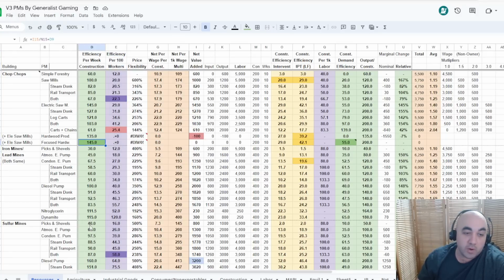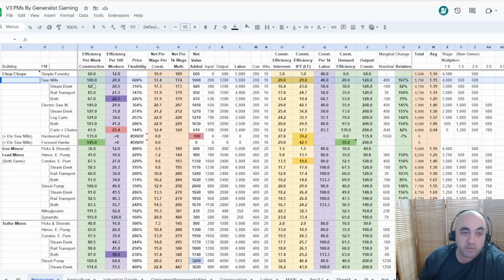And this output is going to be different for different buildings, and some buildings are more efficient than others. If you have a building that's more efficient than others, you should build more of that until it is not more efficient than the others. And so if we build more wood, if we build more chops, what will end up happening is the price of wood will decrease. So if we take a look here at sawmills, we'll see efficiency per week of construction is 100.